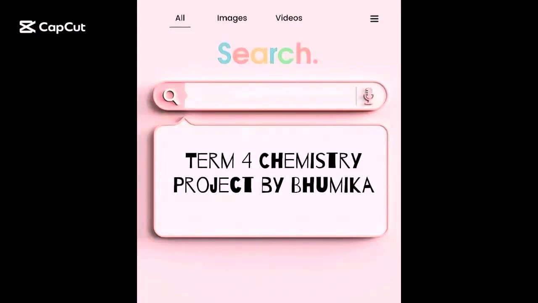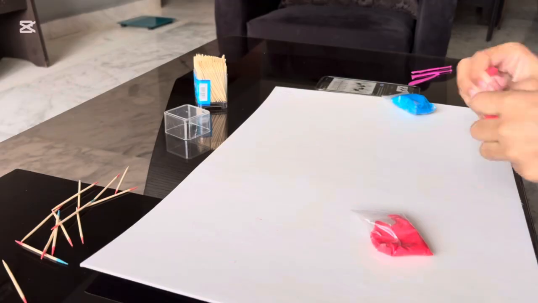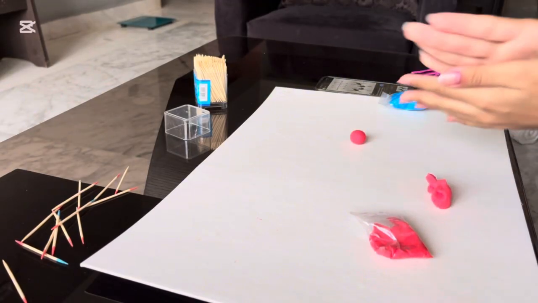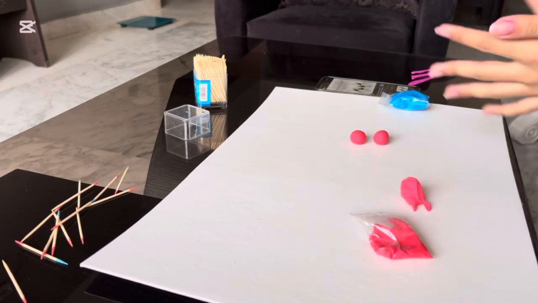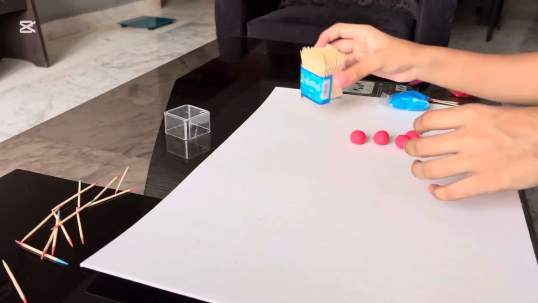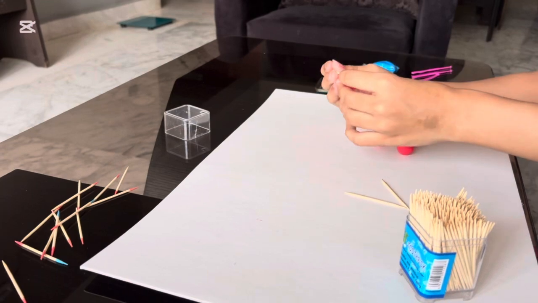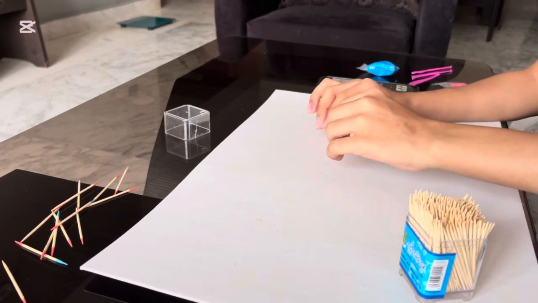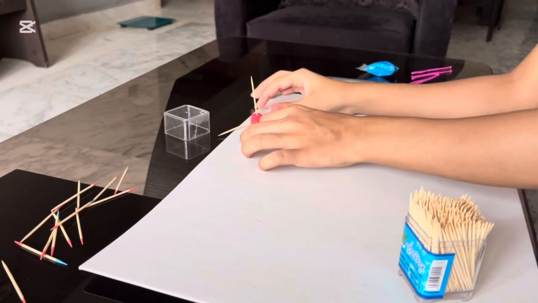Hello everyone, today we will be talking about isomerization while I make a clay model of organic compounds. So I've started off by taking two different colors of clay, red representing the carbon atom and blue representing the hydrogen atoms, and the wooden sticks here are representing the covalent bond between each one of them.